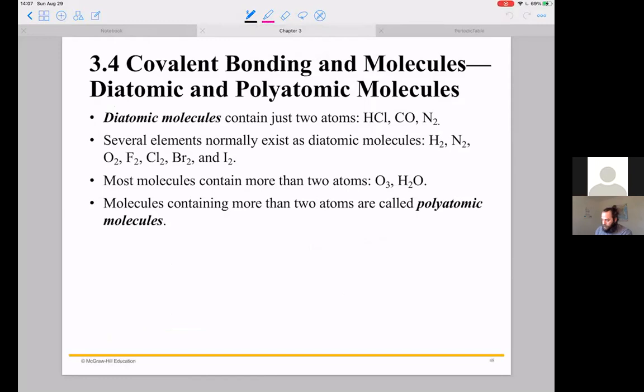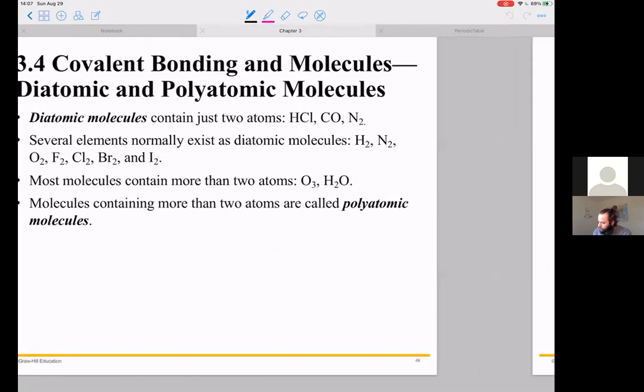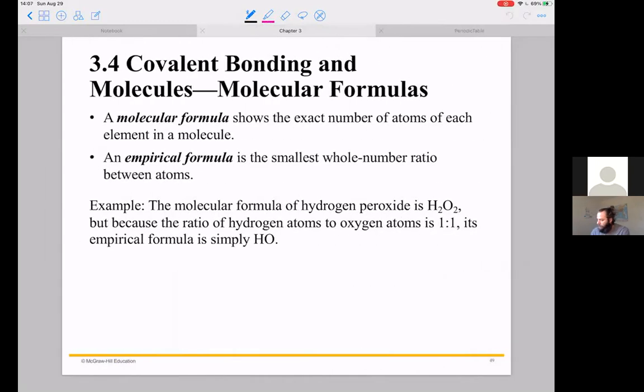Anything more than that is called polyatomic. All right, so now we've got to get into the molecular formula versus the empirical formula. One of the things that makes covalent molecules very different from ionic compounds is that the ratio of the 2 elements isn't predefined based on what they are. So what do I mean by that?